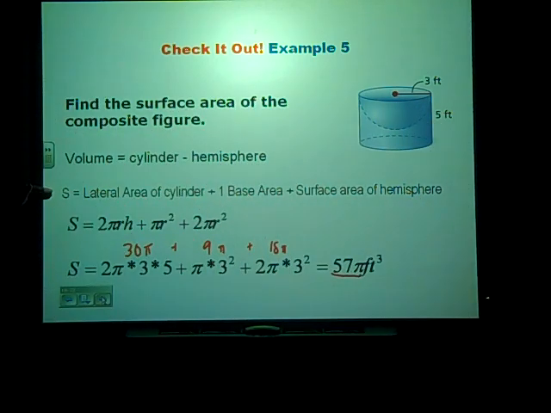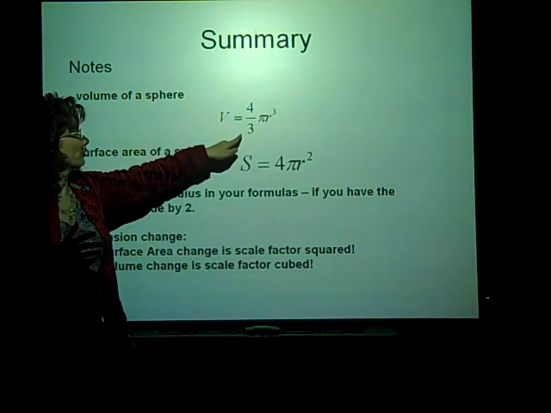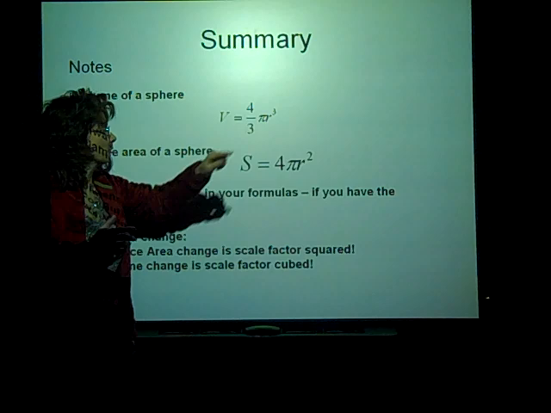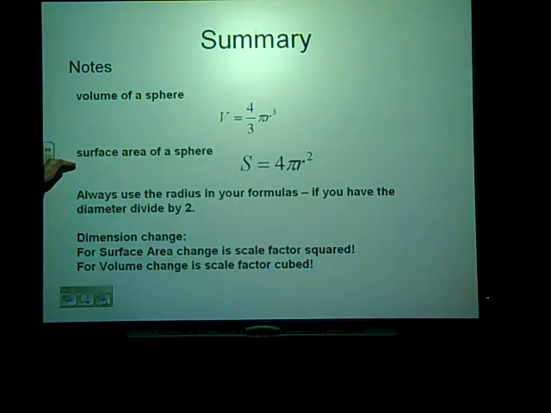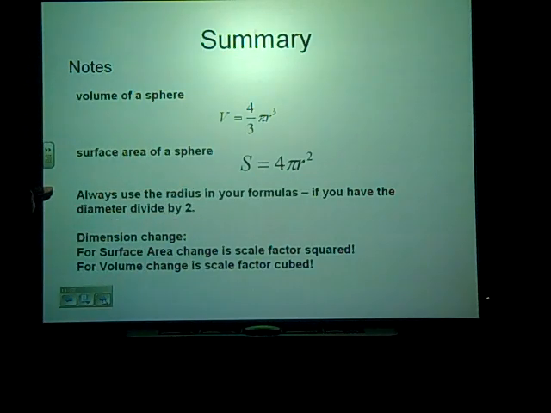The big thing is to analyze it and make sure you're in the right place when you look at your picture. Okay? So summary, volume of a sphere, cubic units, put a 3 under the 4, cube the radius. Surface area of a sphere, square units, square the radius, no 3's in the formula. Always use the radius in your formulas. If you have the diameter, make sure you divide by 2.